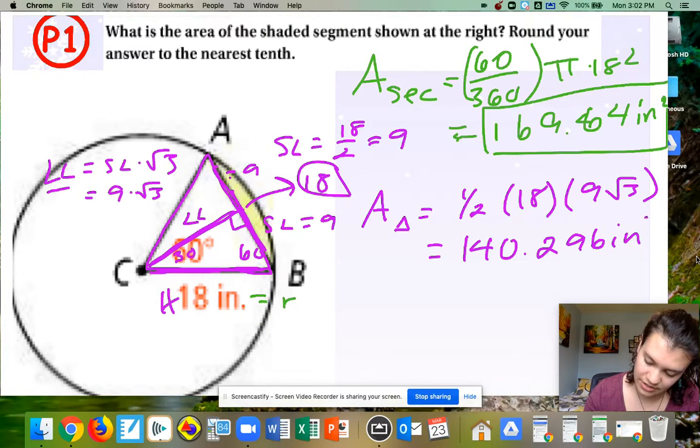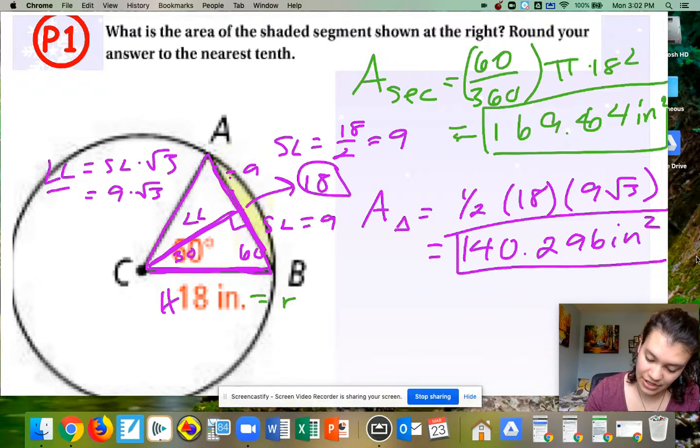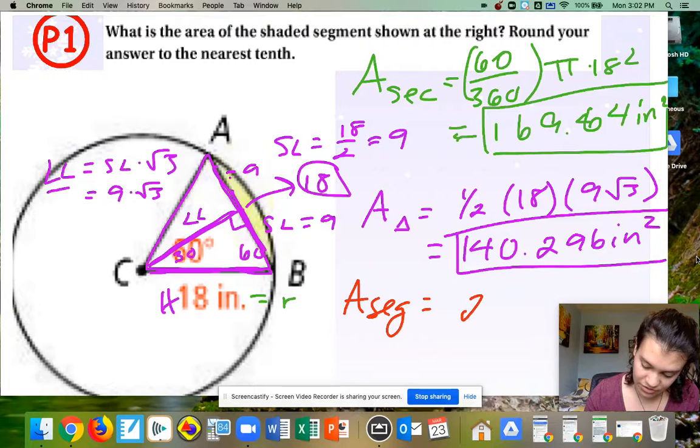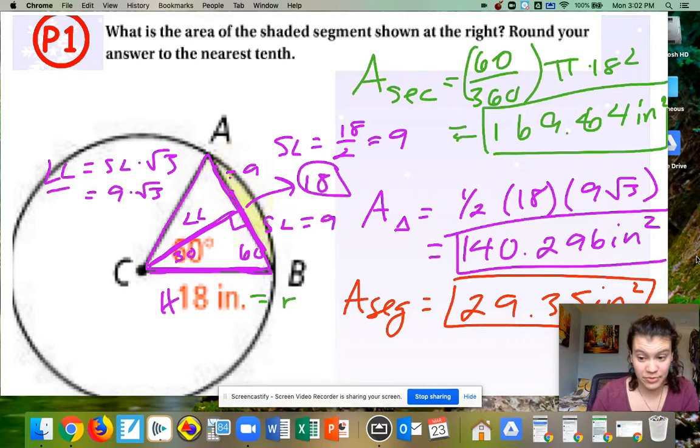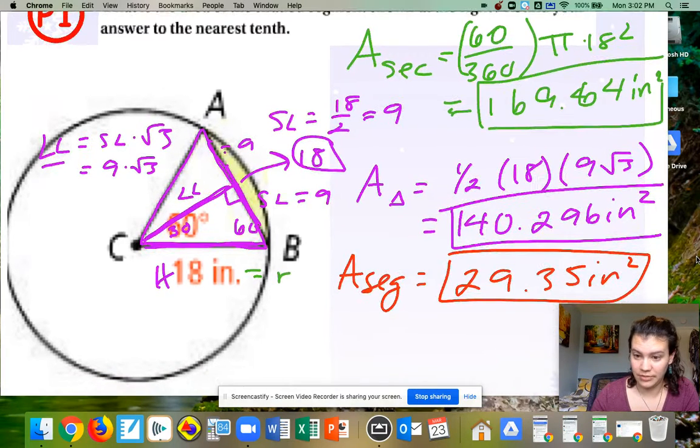140.296 inches squared. So then the last step to find the area of your segment is to subtract those two, and you should get 29.35 inches squared. So that's one example. Put up a little bit so you can see it. And we'll do one more.